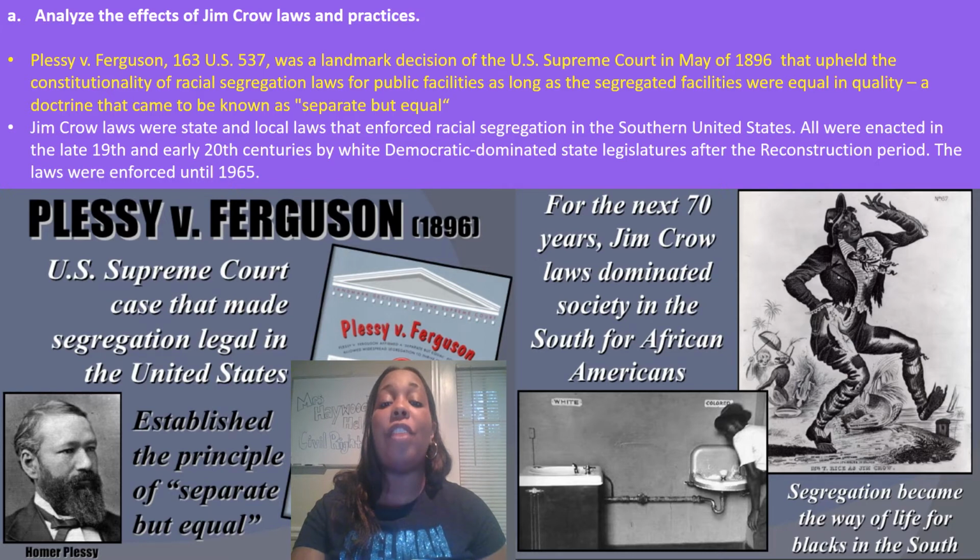Lynchings were also very prevalent during this time. This was when African Americans were taken to a public place and hung while white spectators looked on.